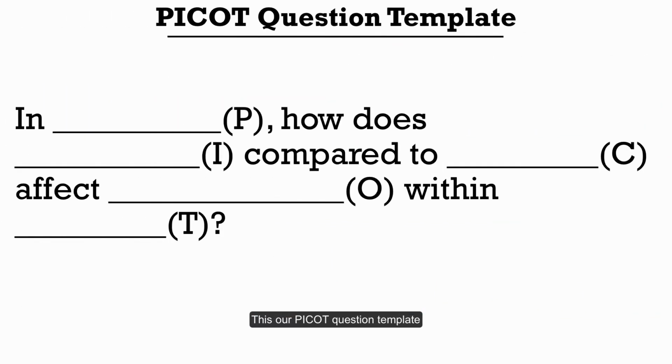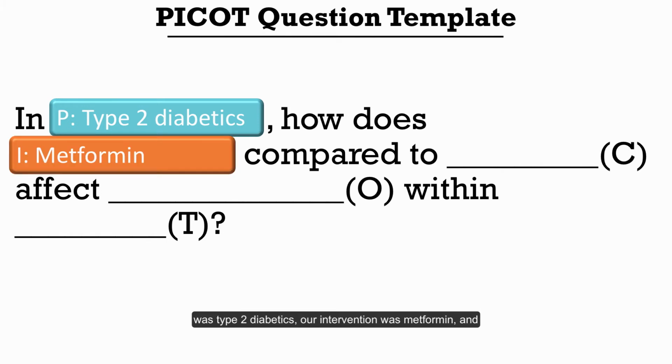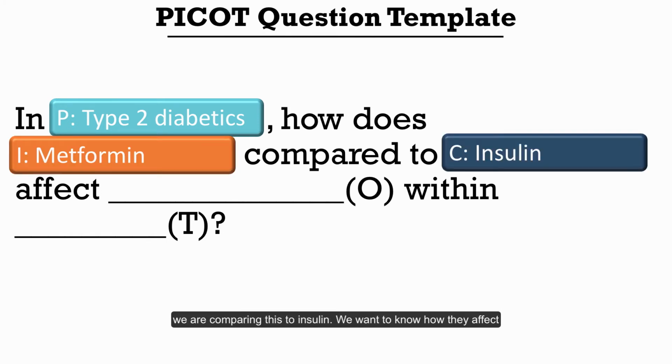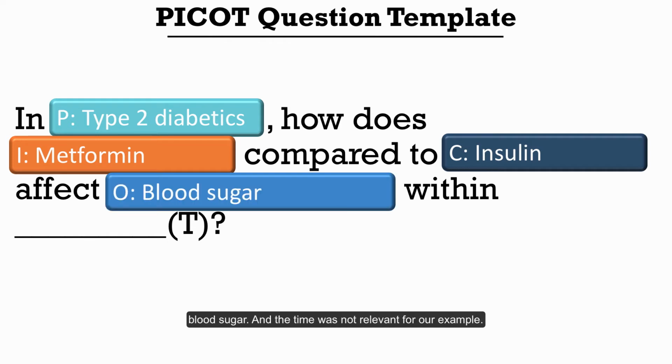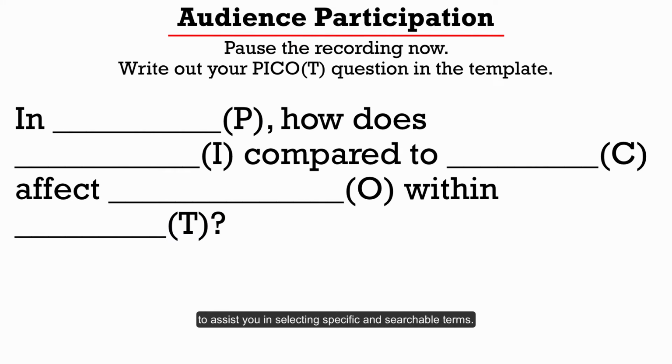This is our PICOT question template. If you think back to our example earlier, our population was type 2 diabetics. Our intervention was metformin, and we are comparing this to insulin. We want to know how they affect blood sugar. And the time was not relevant for our example. So our PICOT question reads, in type 2 diabetics, how does metformin compared to insulin affect blood sugar? You can use this template to assist you in selecting specific and searchable terms. In our next activity, I'm going to show you how we can search the database with our PICOT question.